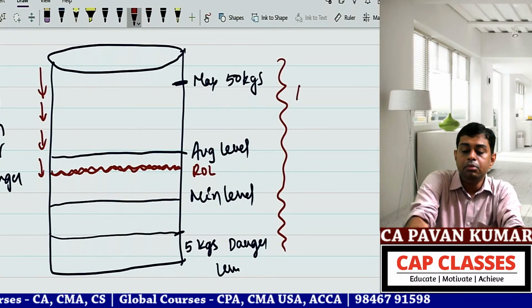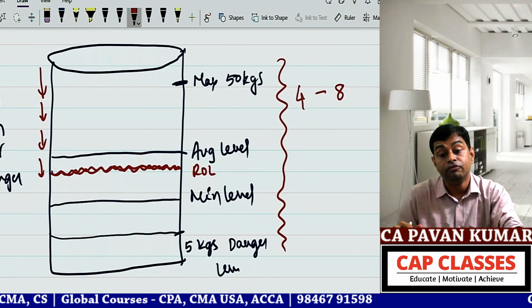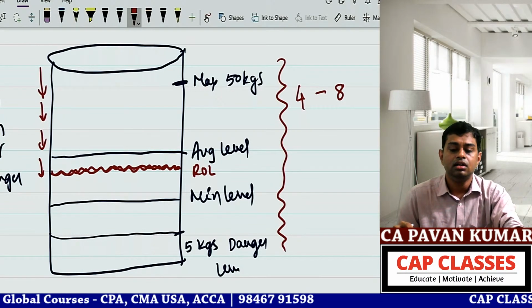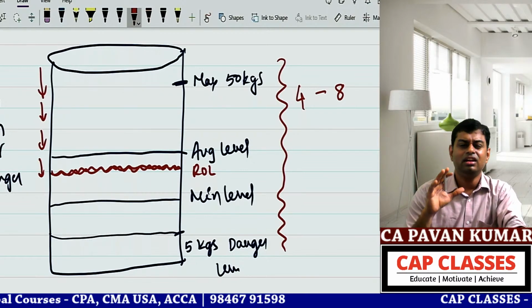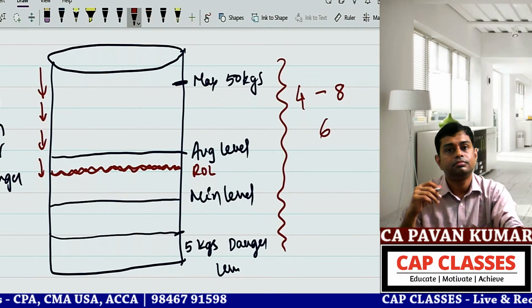Then you asked, Anna, how much time will it take? They said minimum 4 weeks, maximum 8 weeks. Then you asked, now, in general, in how many weeks will you give? They said average 6 weeks.